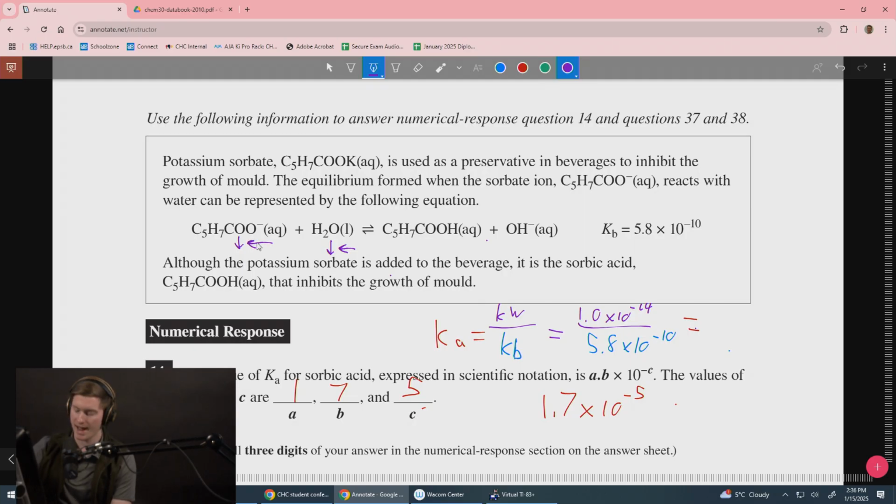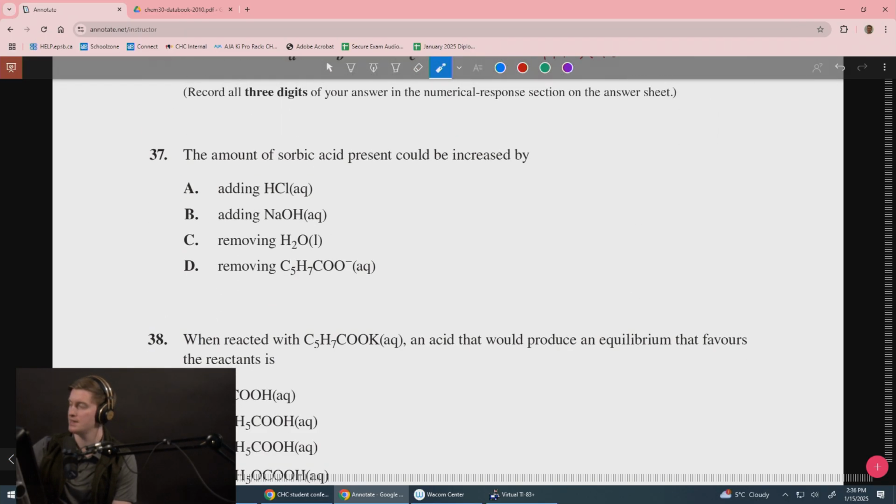And if we were to add NaOH, it would increase this, which would cause a shift to the left. So B, C, and D would all cause left shifts. These are all left shifts.